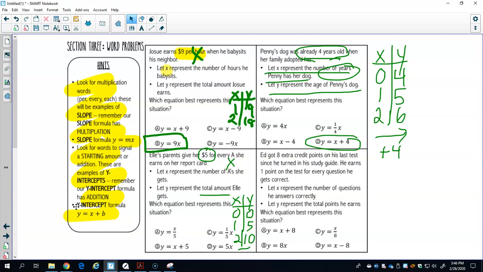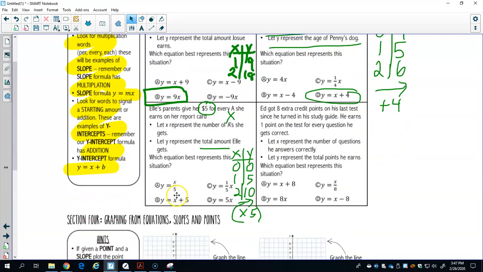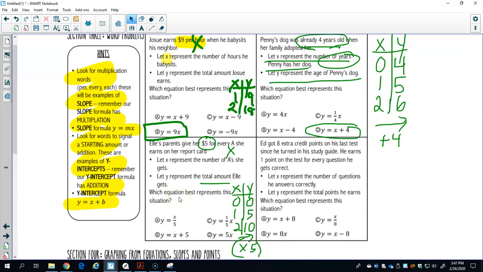So again, we can see that this relationship here, our number from 0 to 0, 1 to 5, 2 to 10, it's going to be a times 5 relationship. So we're multiplying by 5. So since we're multiplying by 5, we're going to choose this one, y equals 5x.